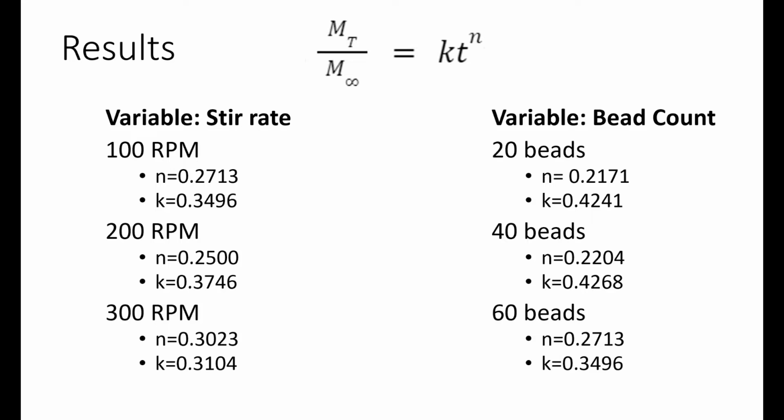The optimal conditions for better diffusion can be found by comparing the n values to the value for Fickian diffusion, which is 0.43. In our case, our goal was to increase the n value. As shown, the lowest n value is found with 100 RPM and 20 beads. The highest n value is found with 300 RPMs and 60 beads.